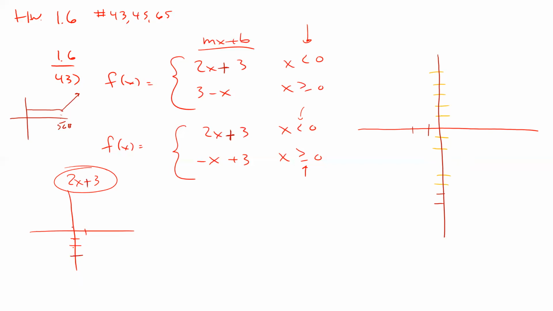Okay, +3 changes a few things here. So starting at 3 here, we're going to go up 2, 1 to the right, because that's the way we normally graph y equals mx plus b, right? We put down the 3 marker, up 2, 1 to the right. We can do it again if we like, up 2, 1 to the right, but we have this graph.